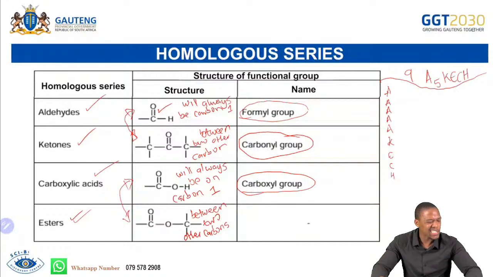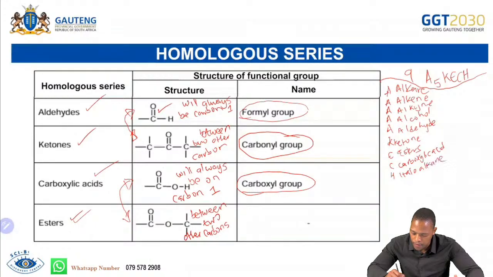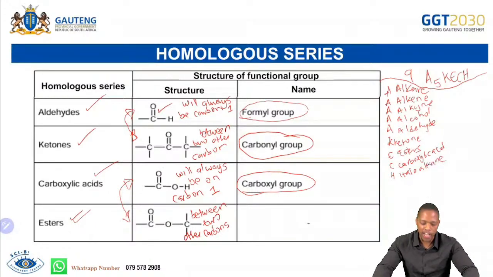Now my job is to just remember what that letter A stands for. The first one must be alkane, the next one alkene, the next one alkyne, the next one alcohol, the next one aldehyde, and then K must be ketone, and then E must be esters, and then C must be carboxylic acid, and lastly it must be haloalkanes. Very simple for me to remember. I simply call it the R5 catch.